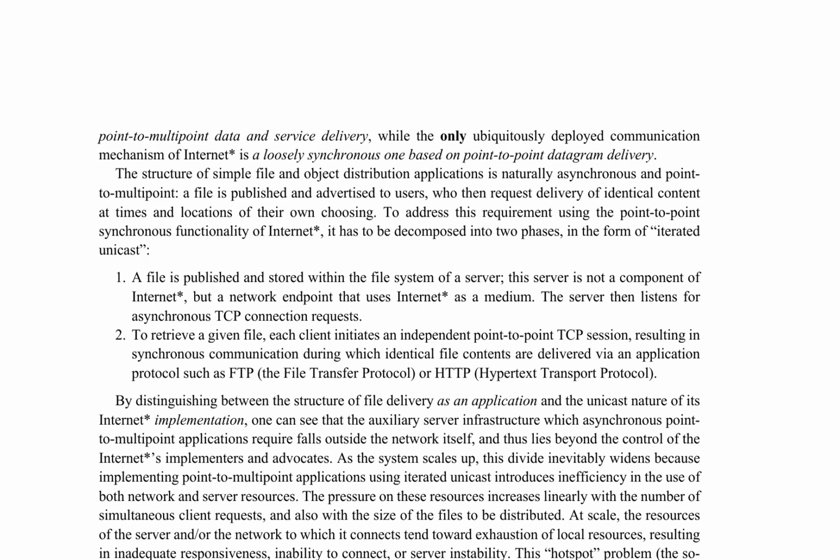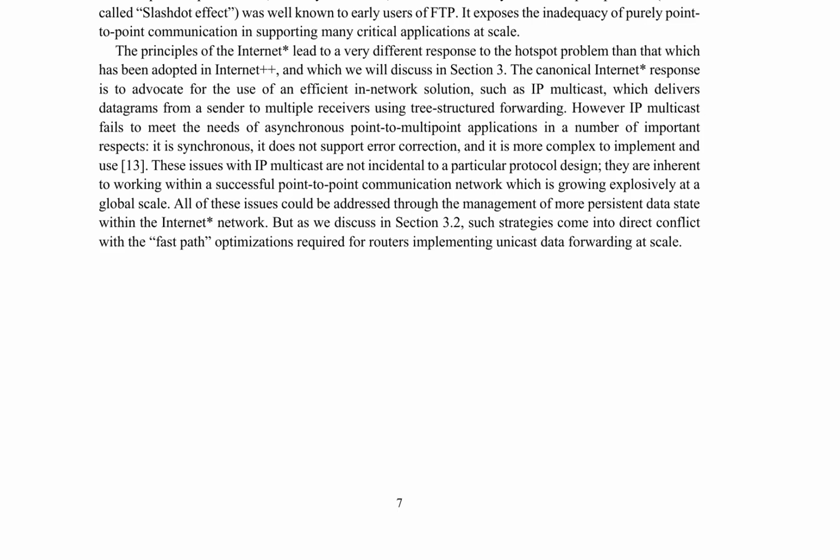The asynchronous point-to-multipoint data and service delivery in the Internet model is naturally structured around file and object distribution applications. However, due to its reliance on point-to-point datagram delivery, it decomposes into two phases: publishing and advertising a file, followed by clients initiating independent TCP sessions for synchronous communication to retrieve the file. This process, known as iterated unicast, leads to inefficiencies in both network and server resources as the system scales up, resulting in inadequate responsiveness, inability to connect, or server instability.